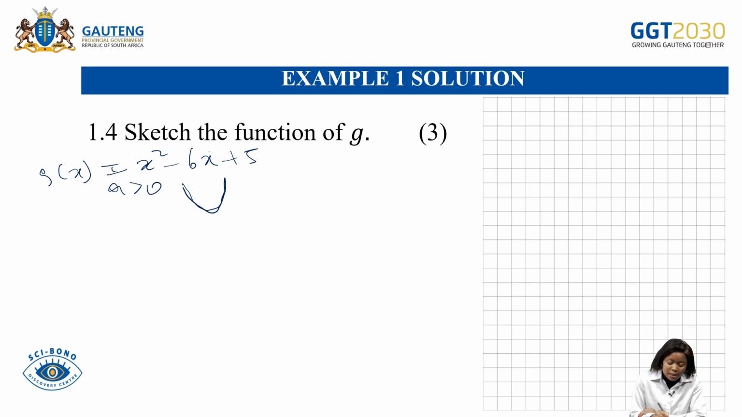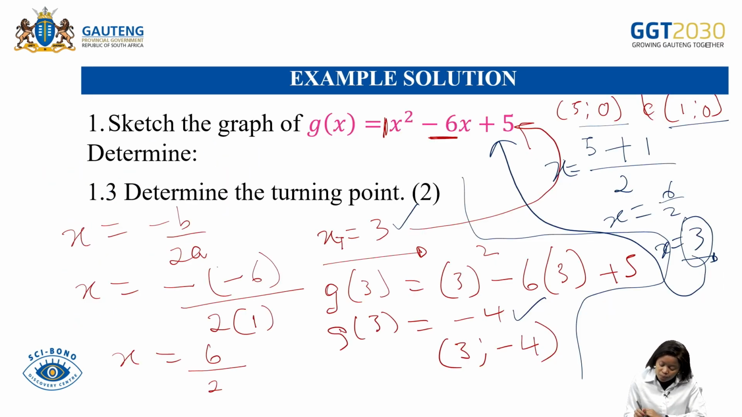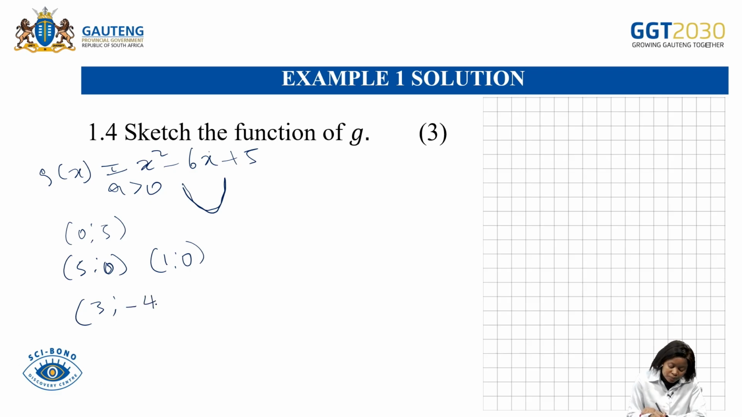You have your y-intercept. We said your y-intercept is 0 is to 5. And we have your x-intercept. We said your x-intercept was 5 is to 0. And we also have 1 is to 0. Then we also have the turning point. We said our turning point is going to be 3 is to, was it negative 4? Yes, it's negative 4. So you have these points that you need to plot. Okay, so we need to sketch our Cartesian plane.